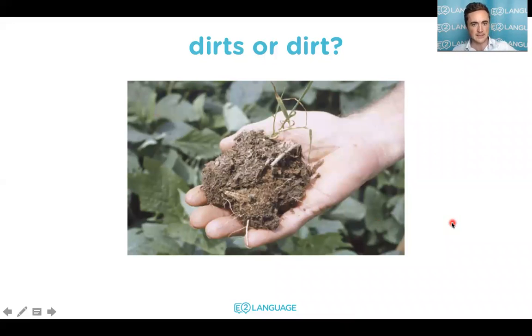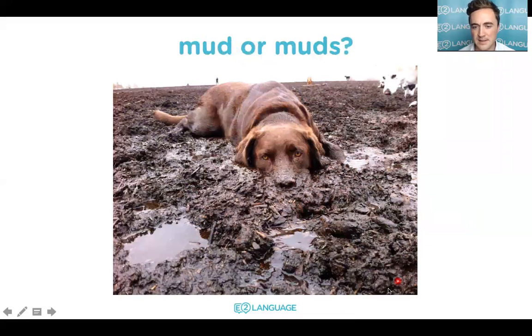Good. Yes. Yes. 10 points, everybody. Dirt. Because we think about it, we conceptualize it as one thing. We can't count this. Too much, too little, too dirty. It's dirt. What about this one? Mud or muds? Mud. You can't count this stuff here. It's not in pieces. They're not objects. It's big clumps of sticky stuff. You can't count it. So therefore you cannot put an S on the end.